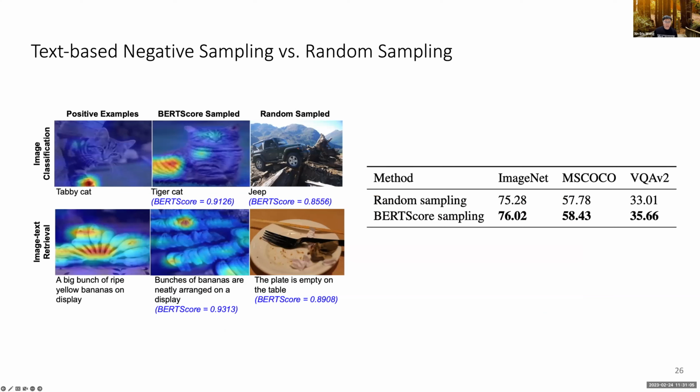And we did an ablation study between text-based negative sampling and random sampling. So both sampling strategies work and can boost the performance. However, the text-based negative sampling strategy is more efficient and effective. As you can see, the BERT score sampling strategy achieves better performance on image classification, image-text retrieval, and visual question answering. And here we also visualize the amount of feature change between the positive examples and the negative examples. By looking at the visualization, you can see the BERT score sampled examples are indeed much more semantically similar to the positive image, and the amount of feature change actually makes sense, although it is not always human interpretable.